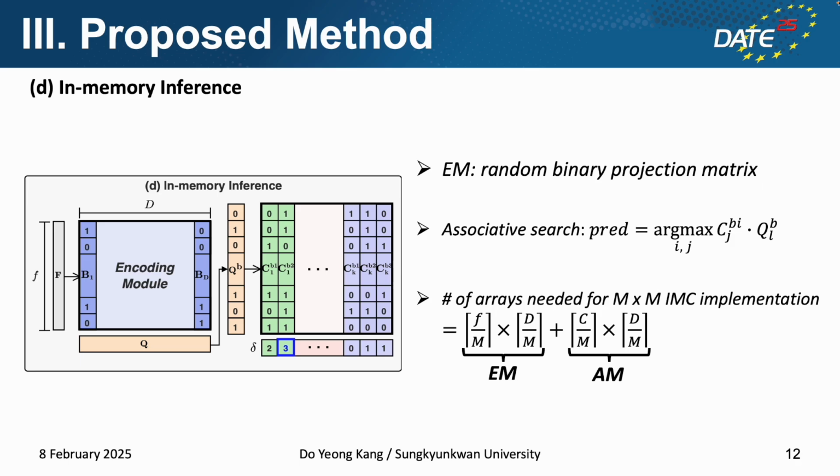With training complete, we map both the binary random projection matrix used for encoding hypervectors and our trained associative memory onto the IMC array. During inference, associative search is performed by computing the dot similarity between the binary query vector and the class vectors stored in the array. The number of arrays required to map the entire encoding module and associative memory when using m by m IMC arrays is calculated by the equation shown here.